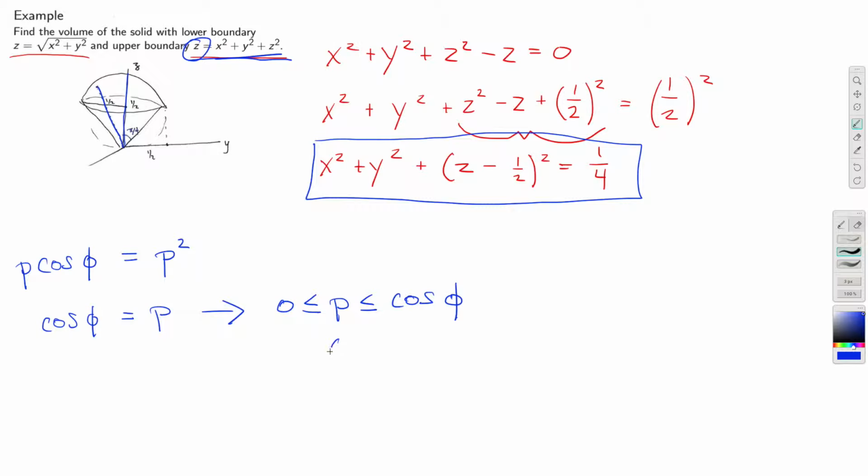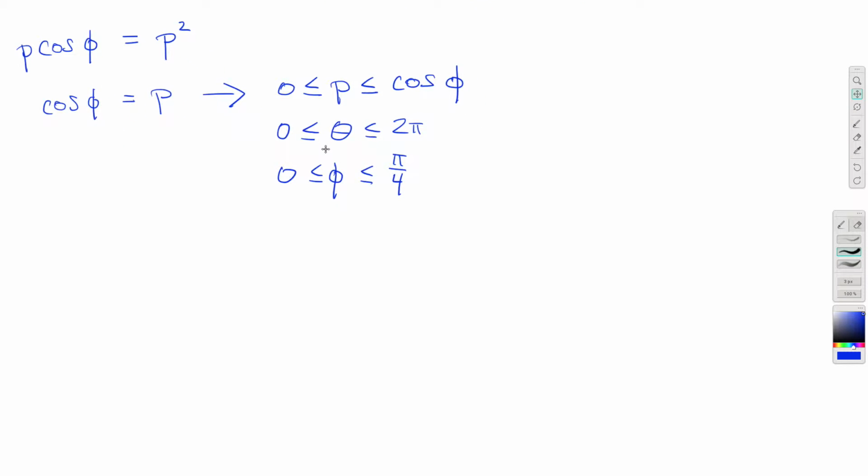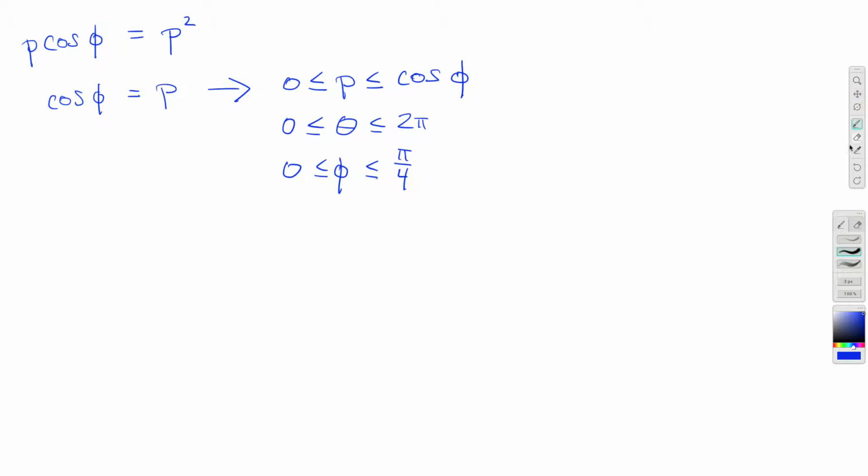So then we also have to figure out what theta equals. Theta is always an easy one. We're going right around, so it's 2 pi. And we have to figure out what phi equals to. And phi is just from here to there. So it is pi on 4. Now that we have those 3 values, we can solve our equation.